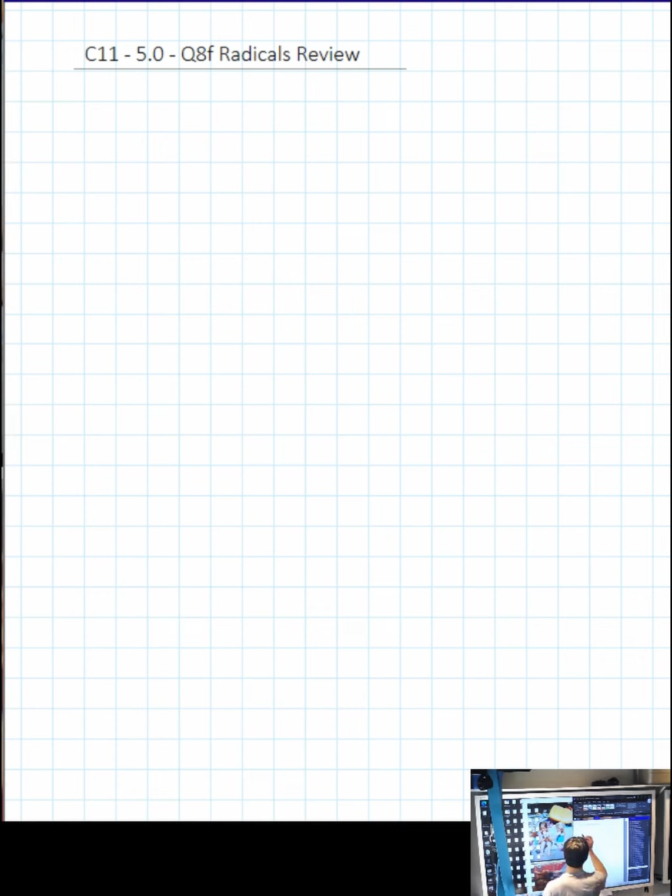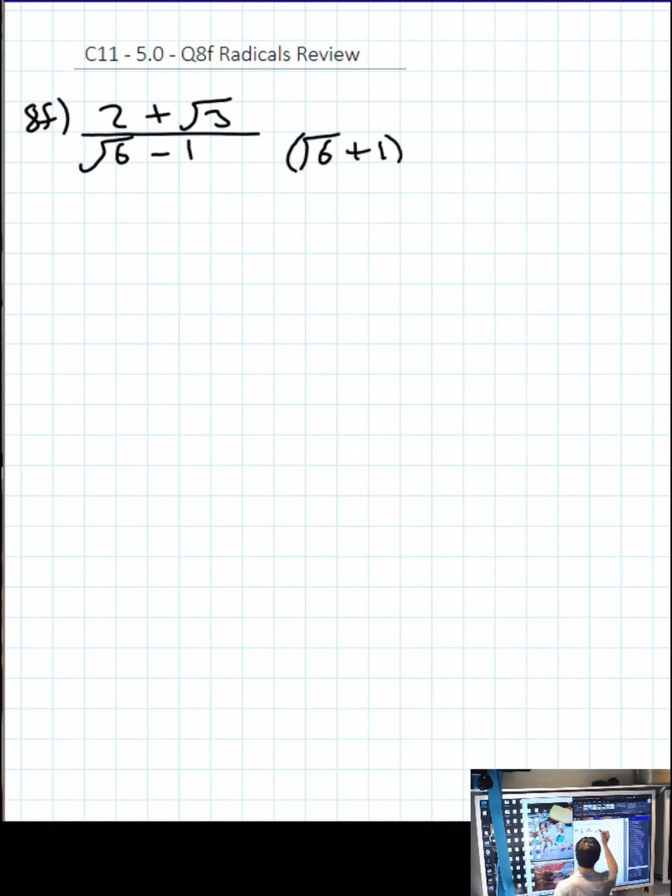Okay, we have 8F. On the top, we have 2 plus root 3 all over root 6 minus 1. We're going to times the top and bottom by the conjugate of the denominator, root 6 plus 1. Good. On the left, we're going to put brackets around the top and brackets around the bottom. And we're going to FOIL it out. We can erase that bracket below. So now we're going to FOIL it.